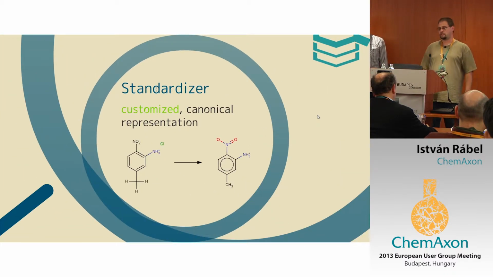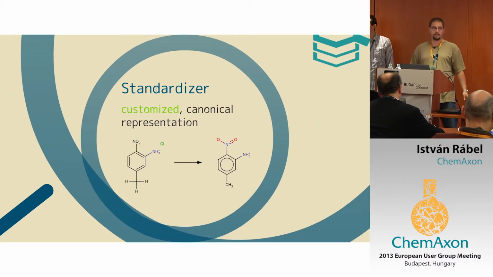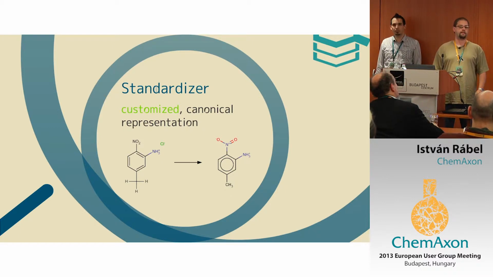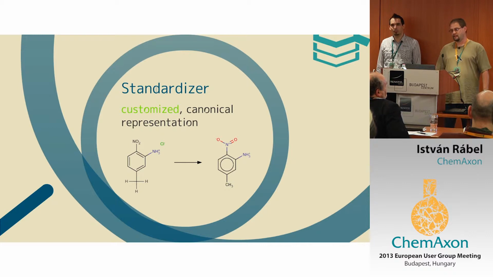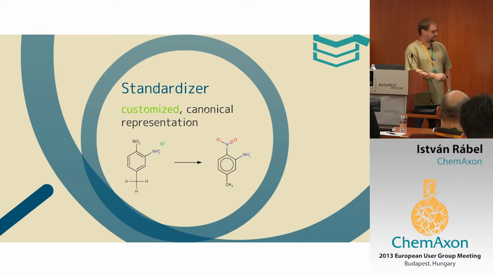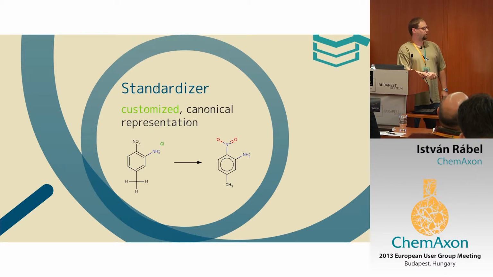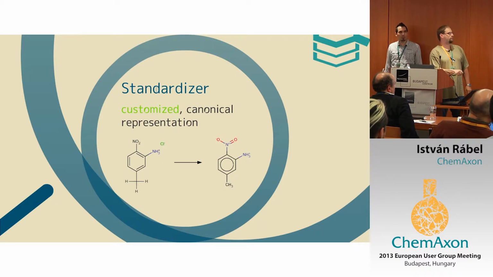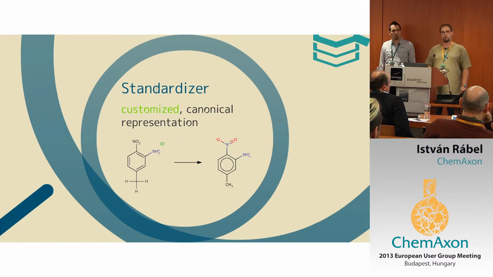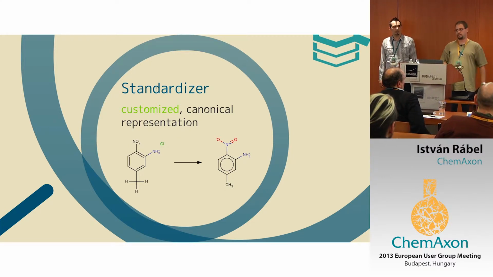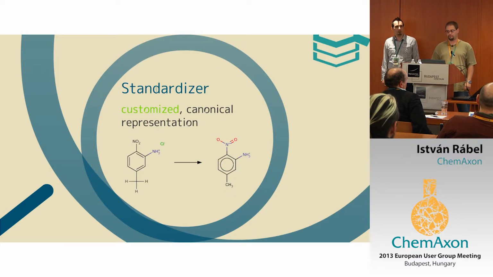So first thing first, what's a standardizer? A standardizer is a tool that can transform your structures into customized canonical representations. So why is this important? Because you want to represent the structure in the same way. So a standardizer can convert Kekulé form to aromatic. It can remove explicit hydrogens. It can open up nitro groups and so on. So you have the same structure, but not exactly the same. That's a standardized canonical representation.